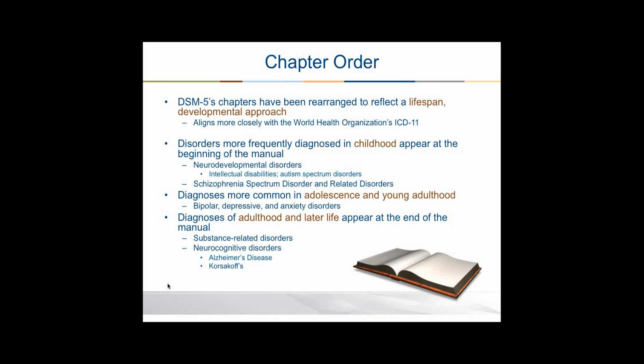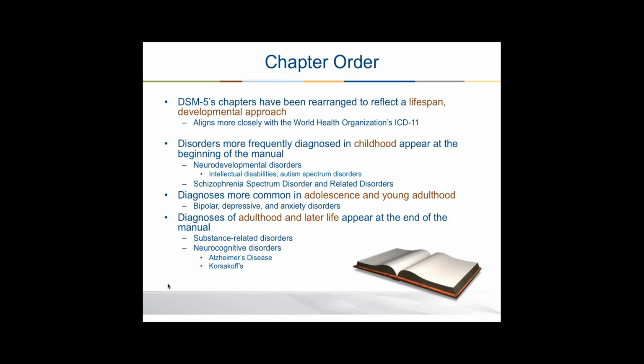Now, what's happened to DSM-5? For one thing, the order of the diagnoses has changed pretty dramatically. As a result, now the order approximates the ICD-10 and the ICD-11. And what you'll find when you look at the chapters in DSM-5 is that the disorders that are more frequently diagnosed in childhood appear in the beginning of the manual. These include neurodevelopmental disorders and schizophrenia spectrum disorders and related disorders.